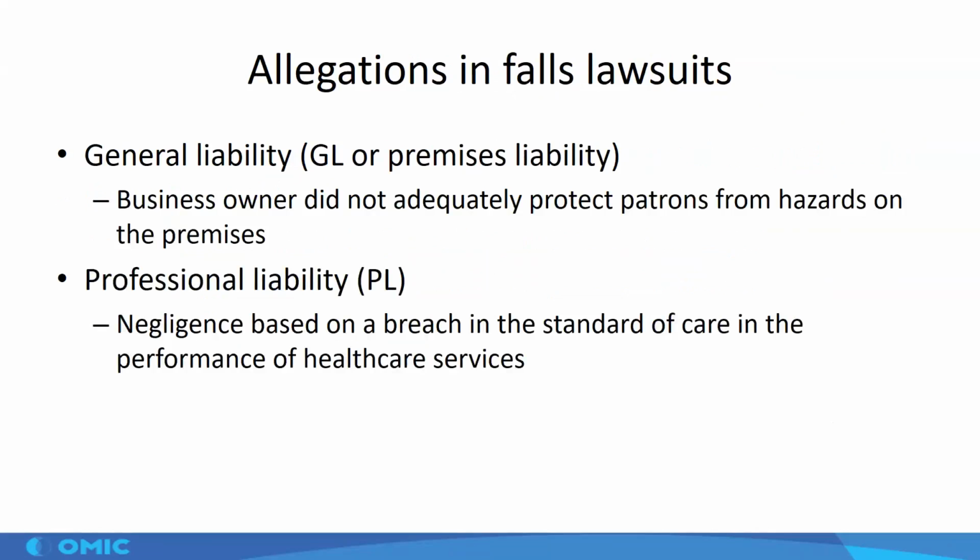So there are 2 types of allegations that can be made in lawsuits after a fall. One is that the premises wasn't in good condition. That usually means that a general liability policy would respond to this type of lawsuit. Or the lawsuit should claim that there was a breach in the standard of care in the performance of healthcare services. This would then be a professional liability lawsuit.